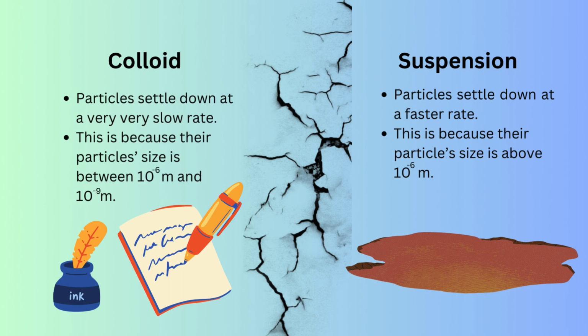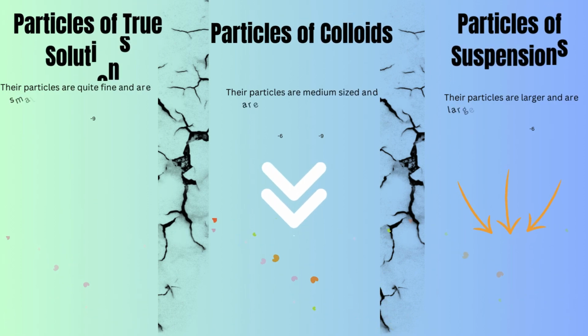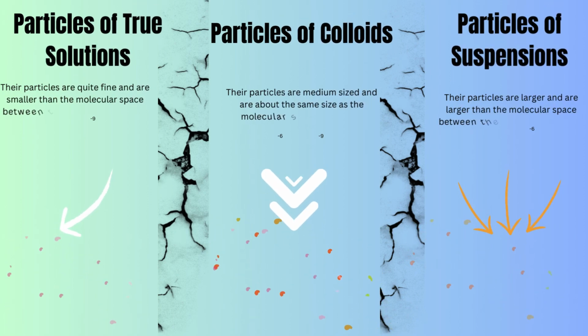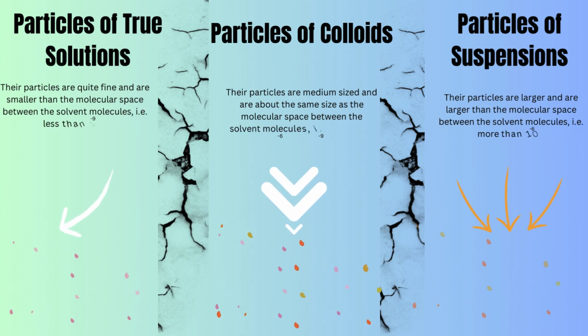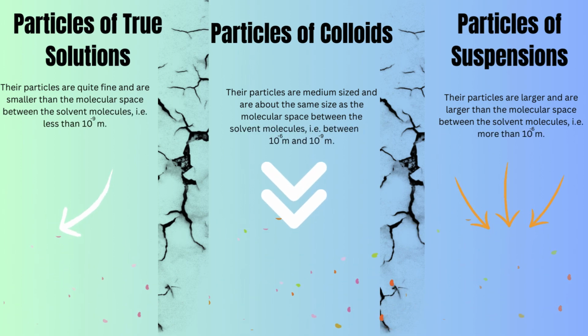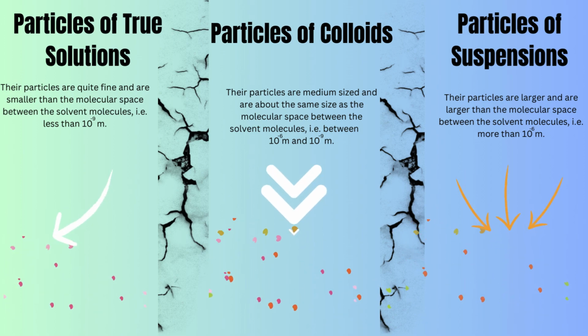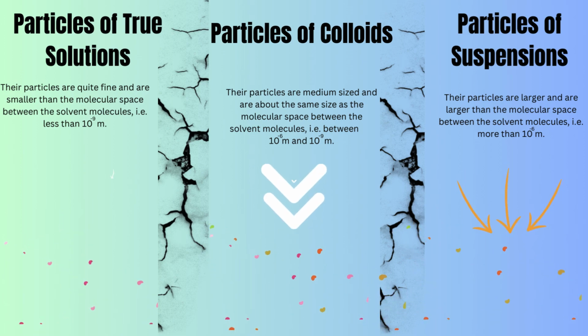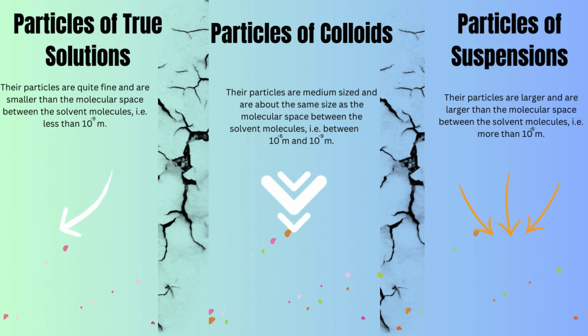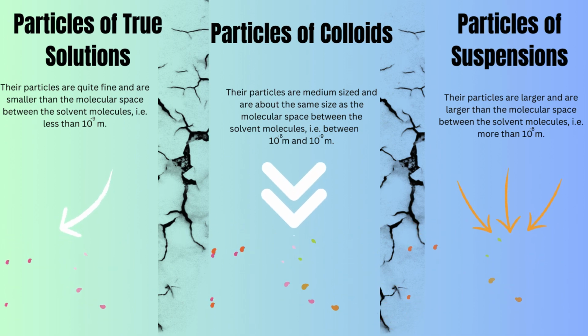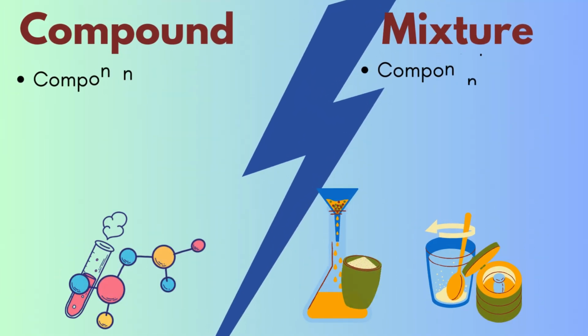Colloid and suspension are both heterogeneous but are different in appearance, as their particles have different sizes. Particles of a solution are generally smaller than a nanometer, or 10 to the power -9 meter, and the particles of a suspension are usually bigger than a micrometer, or 10 to the power -6 meters. The particles of a colloid, however, are somewhere between the two.